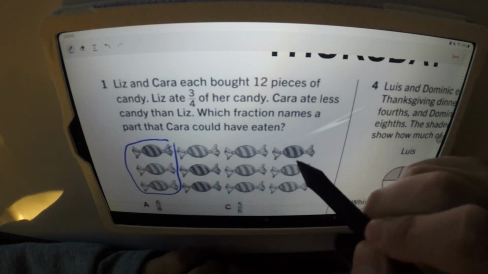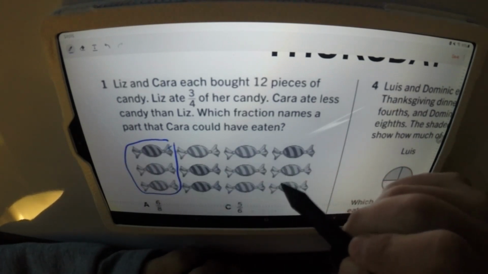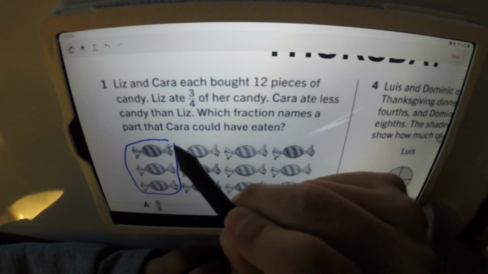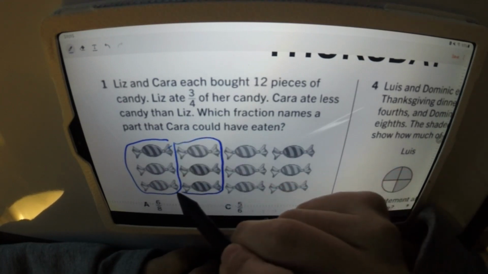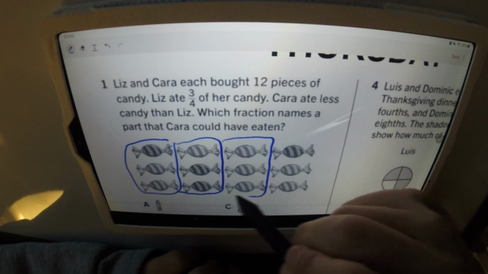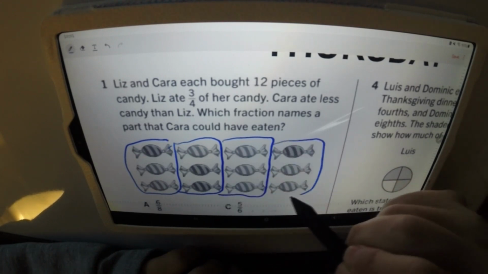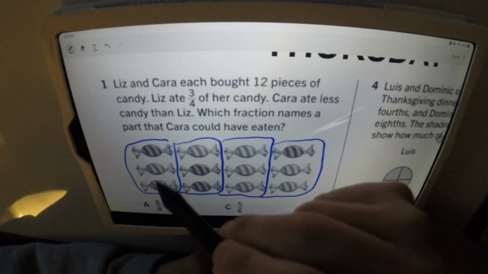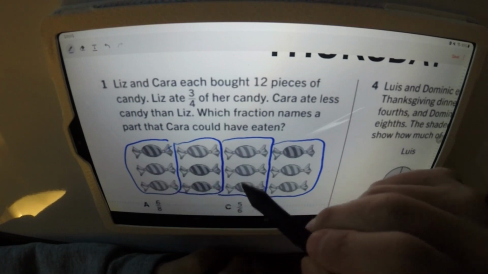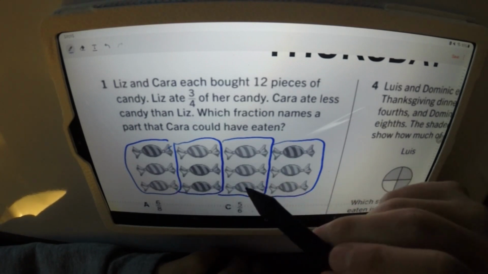These are 12 pieces right here: 1, 2, 3, 4, 5, 6, 7, 8, 9, 10, 11, 12. Divide this into fourths, right? This will help us out, and you're gonna see what's happening. So one fourth, 2/4, 3/4, 4/4 for the total pieces, right?